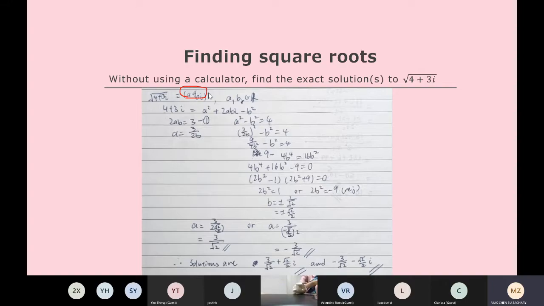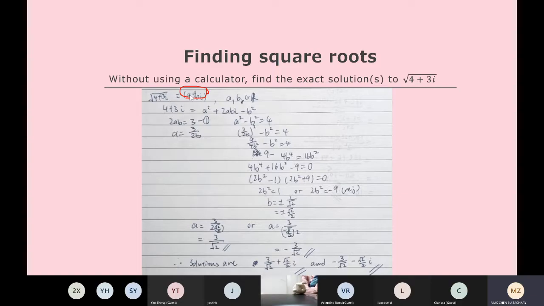Suppose we have a square here. Sorry, I didn't write it down. So it's (a plus bi) squared. That is the complex number, the solution that you want to find. So what we are trying to solve here is for a and b. Those are your two unknowns. That's what you're trying to find.